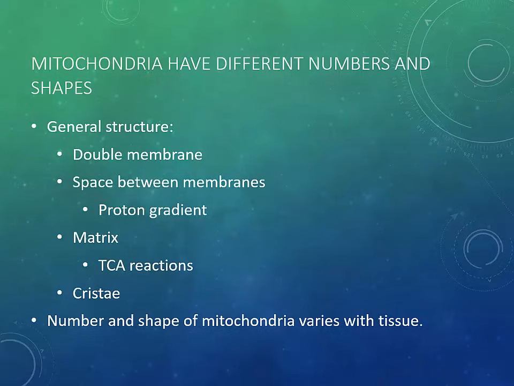So mitochondria, most people have sort of a generic concept of what they look like, but in reality, mitochondria do have different shapes and they can appear in different numbers depending upon the particular cell type you're examining, but they all have sort of a common overall structure. There's a double membrane system, first of all. So we have an outer membrane and an inner membrane.